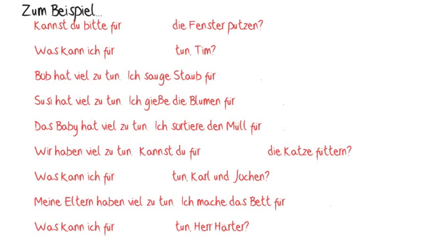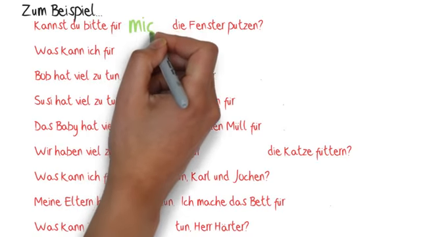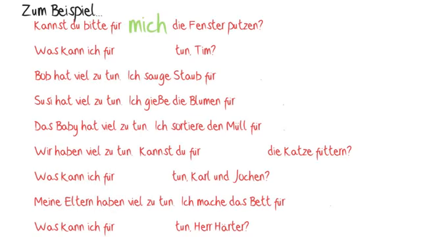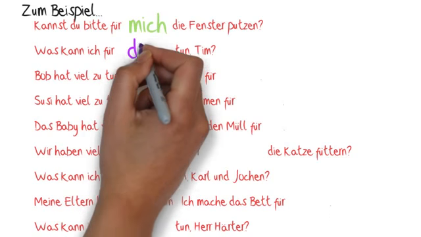In the first blank, one person is asking for help. Can you please clean the windows for me? So our answer should be mich. In the second one, we are addressing one person informally. But instead of du, we need dich, since our pronoun has to be in the accusative case.